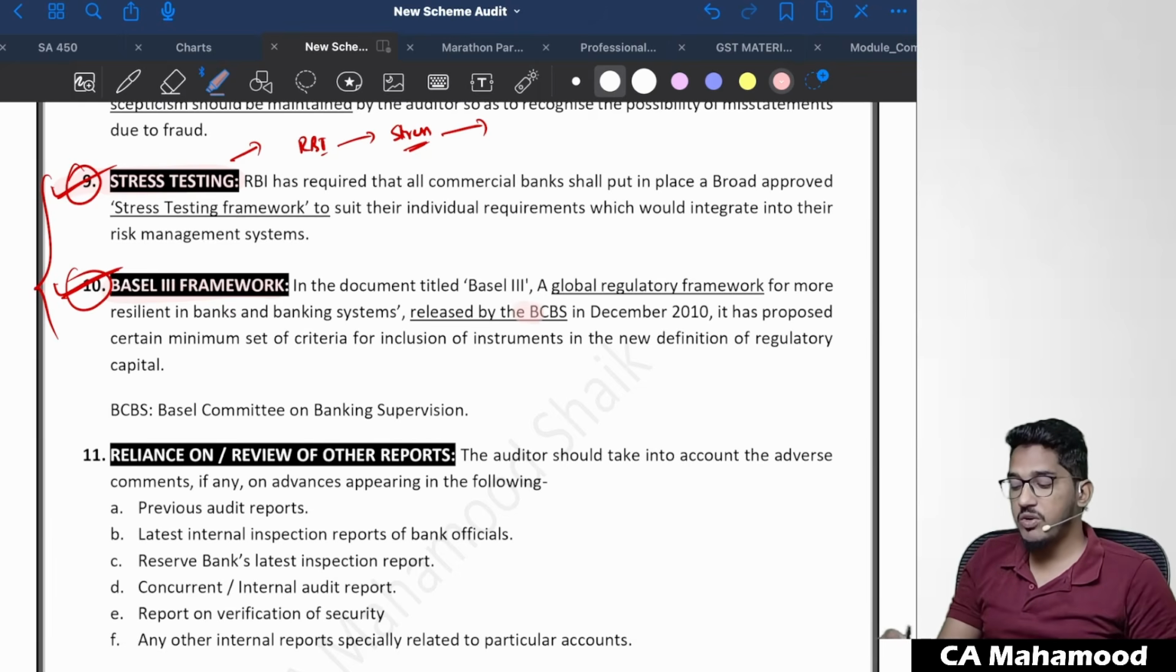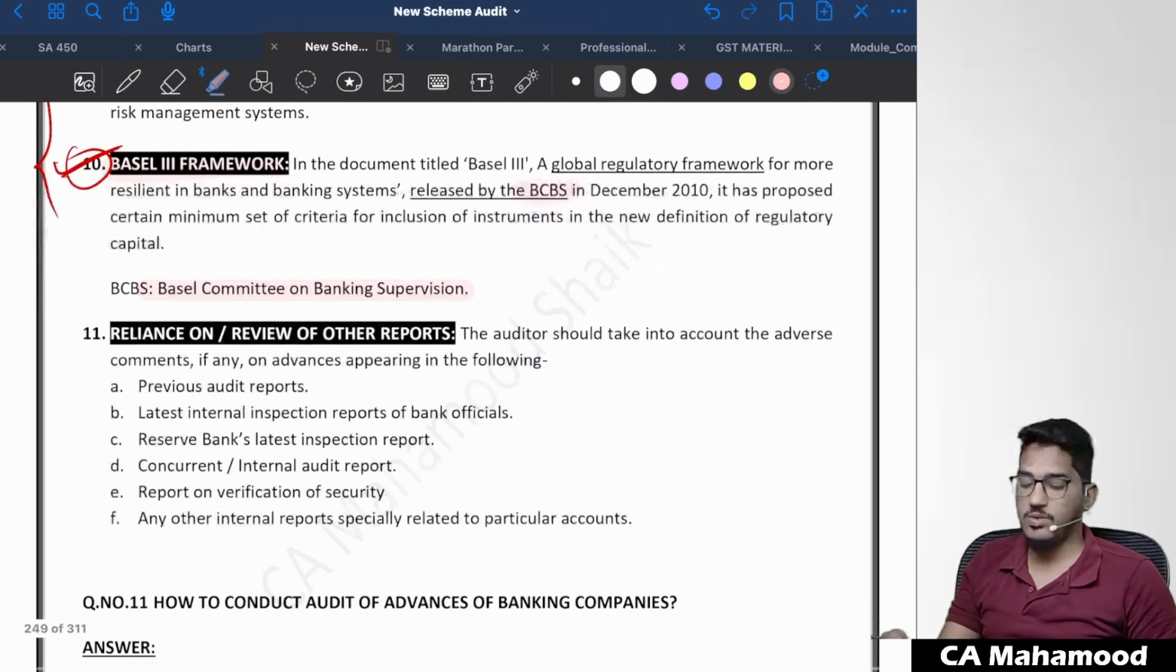Basel III framework contains rules and regulations which will be followed all over the world. It is given by a committee called BCBS. BCBS means Basel Committee on Banking Supervision. So like that, a global committee has given that framework. Whether the requirements of that Basel III framework are also complied with or not, that also I need to check.